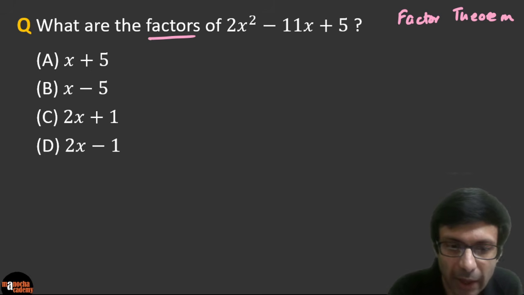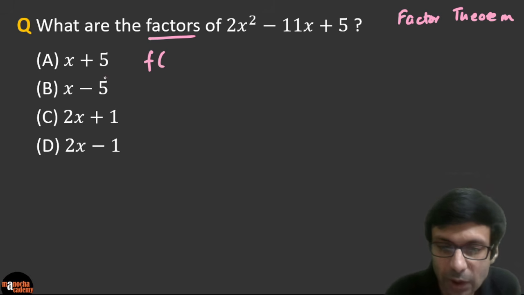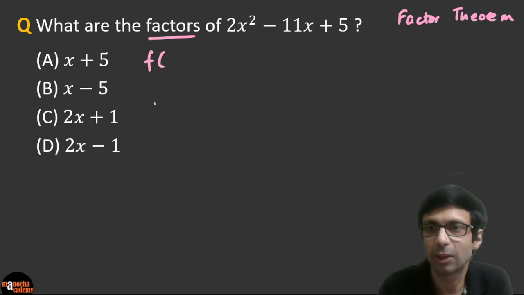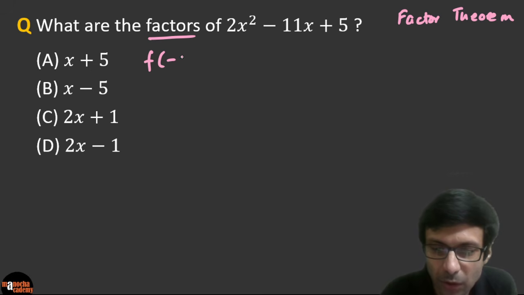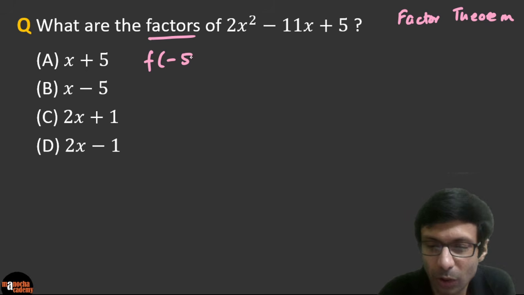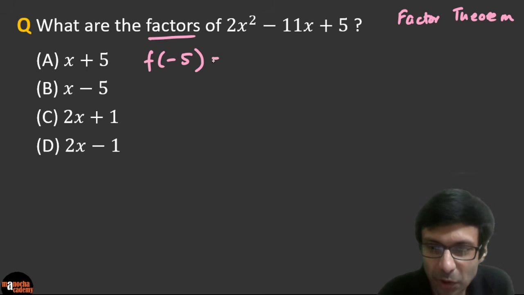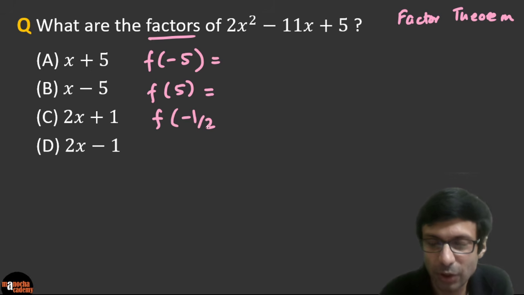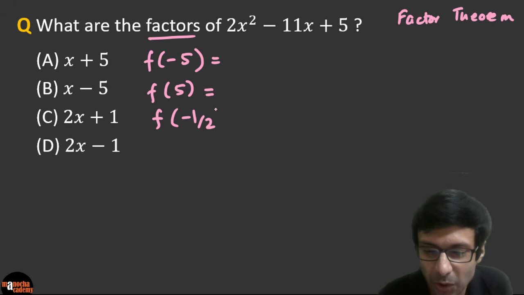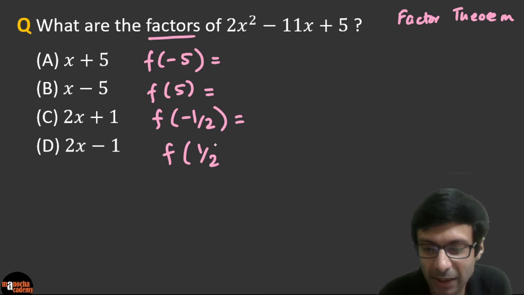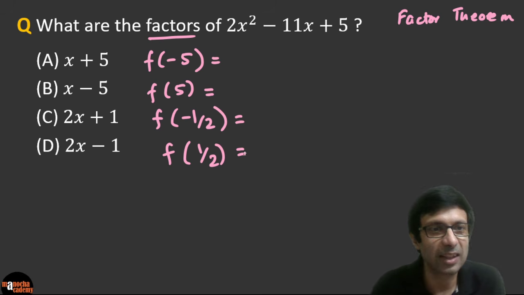We basically need to substitute this value, right? For x plus 5, since x plus 5 equals 0, we are going to substitute f of minus 5. For this option, you should do this. For this option, you just find this, right? For this option, what do we need to do? Minus half, right? Can you see 2x plus 1 equals 0? So it's going to be minus half. And for the last option, we need to substitute x as half. So that's the trick, right?